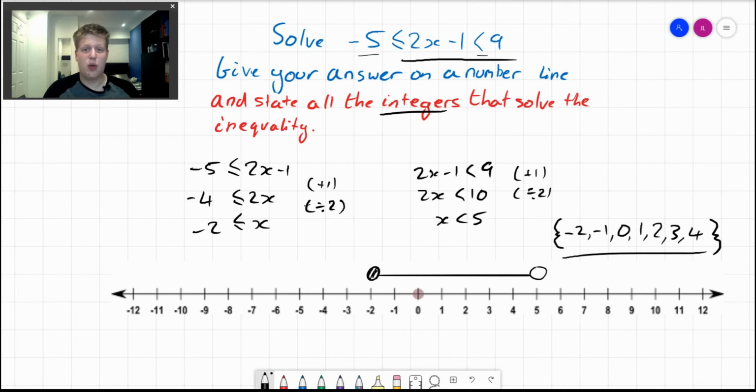That's it for solving linear inequalities. In the next video, we're going to look at showing this graphically.